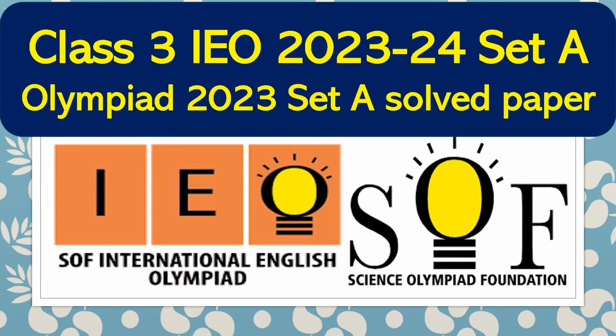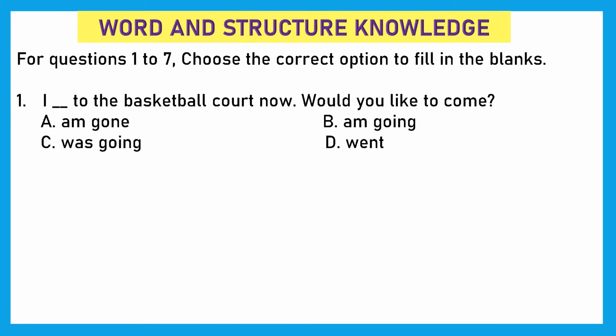Let's solve Class 3 IEO, that is English Olympiad 2023 Set A question paper with us. First section is of word and structure knowledge. For questions 1 to 7, choose the correct option to fill in the blanks.